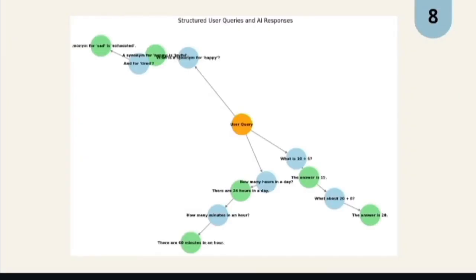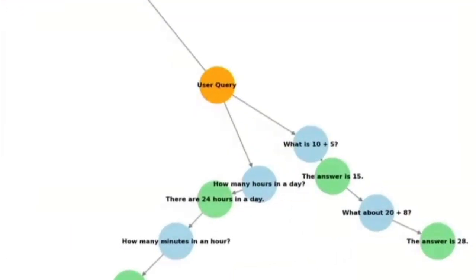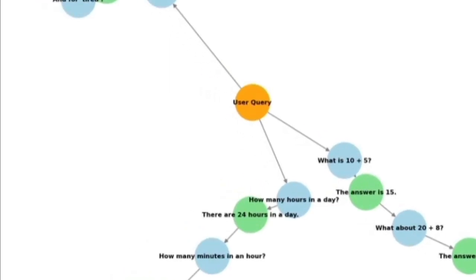Here we have structured user queries and AI responses, in which one answer is generated from the previous Q&A asked. This helps in building a conversational AI which develops conversation based on previous queries and responses.